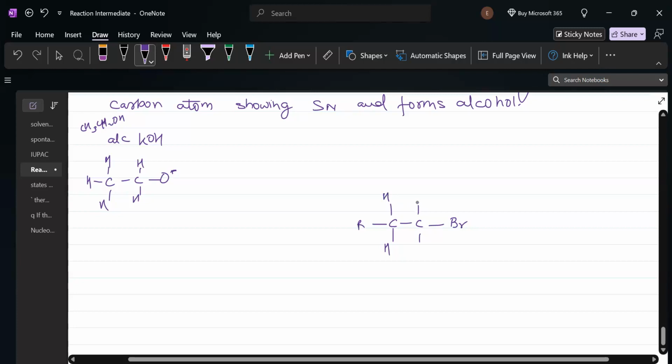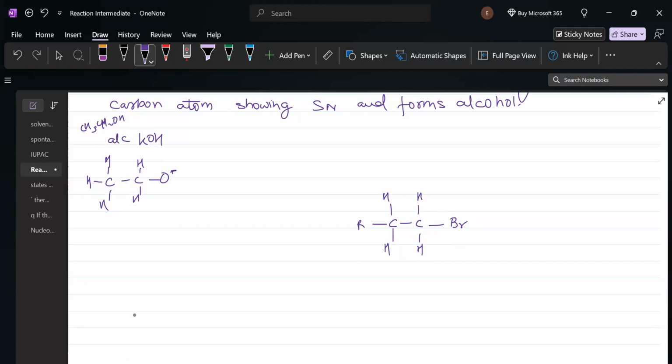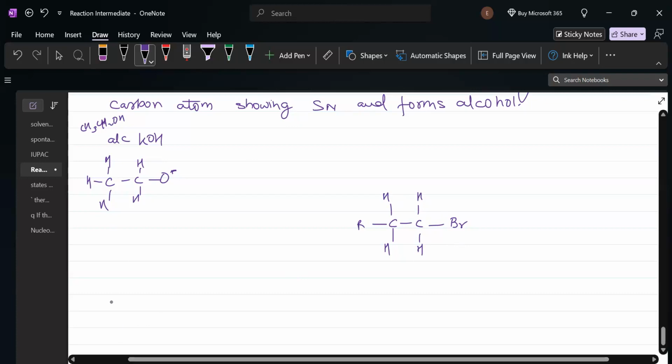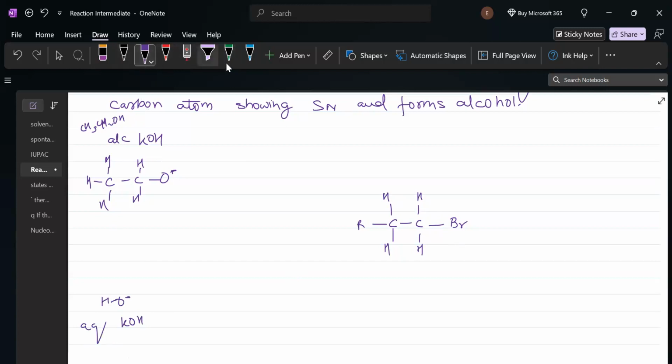We have made this haloalkane, and this is a reagent. This alcoholic KOH is a reagent, and we are going to do some reaction in it. There is another one which we have to compare with the SN reaction. We have aqueous KOH and alcoholic KOH. In aqueous KOH, it is very easy, but we will understand it here by this OH minus.